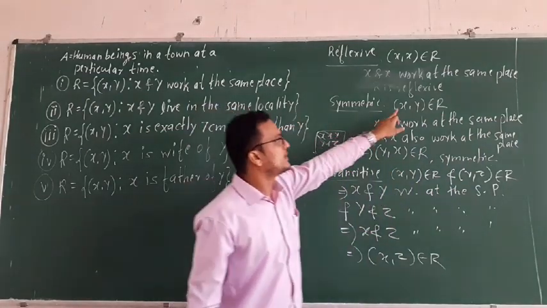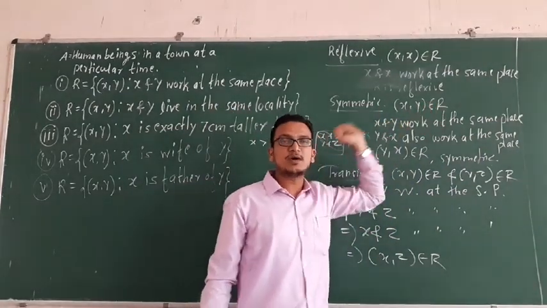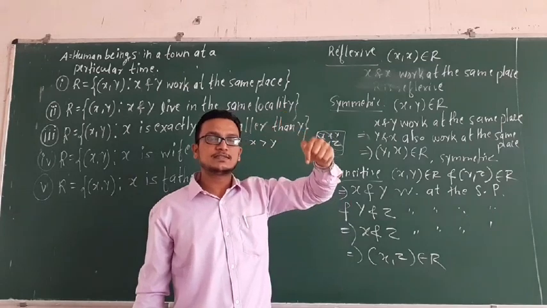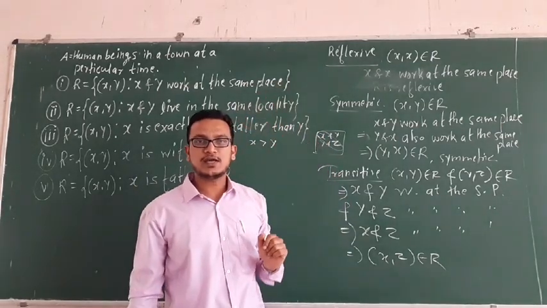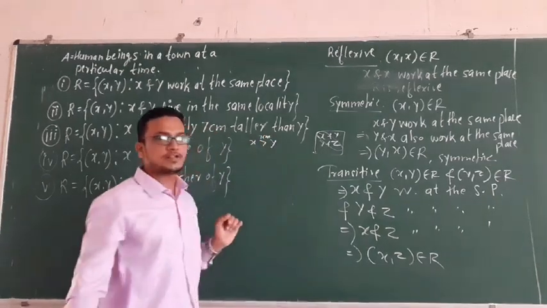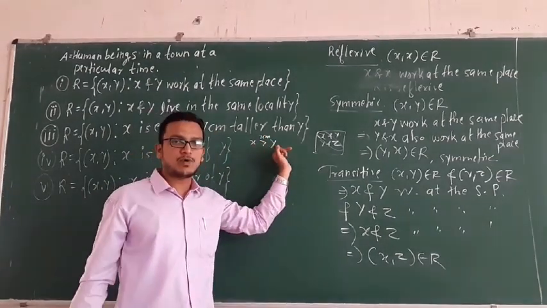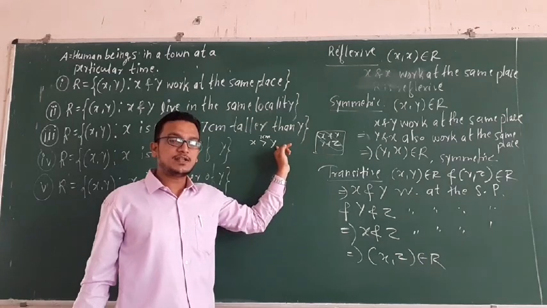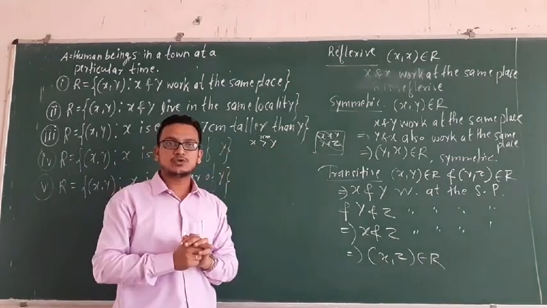Okay. Now the first ordered pair (x, y) belongs to R. What does (x, y) belongs to R mean? x is exactly 7 centimeters taller than y. So here x is greater than y. But for the symmetric relation, the reverse must also be true.